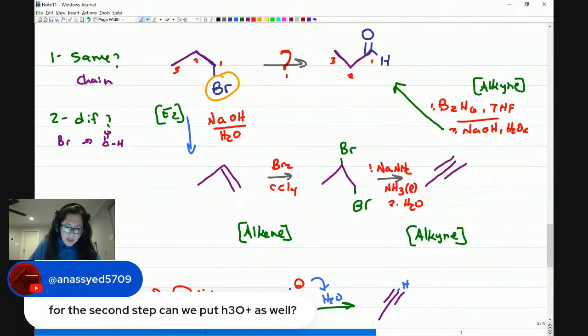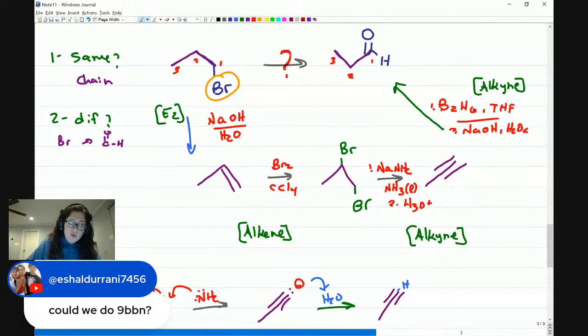For the second step, can we put H3O plus as well? Yes, same thing. It's going to be just about protonation. You don't want a very strong acid though, because a strong acid will give you a hydration at the Markovnikov position for a ketone, and we want an aldehyde. Now, this is not going to go directly to the aldehyde. It's going to give us an enol intermediate, but then the enol will tautomerize and give us the aldehyde in this case.